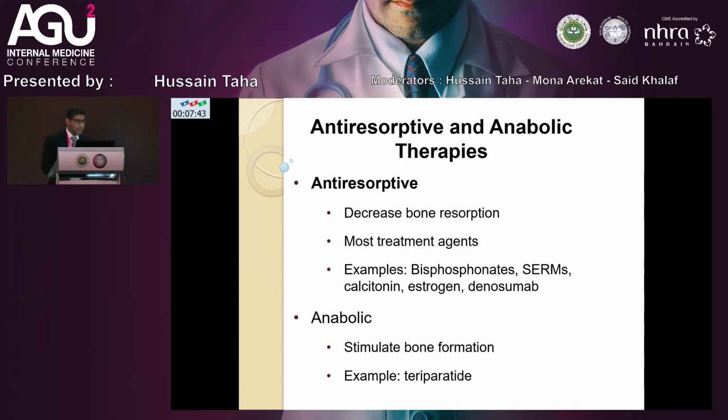Anti-resorptive and anabolic therapies. Anti-resorptives decrease bone resorption and are the most used treatment agents, for example bisphosphonate, selective estrogen receptor modulator, calcitonin, estrogen, and denosumab. Anabolic agents include anabolic steroid or synthetic teriparatide.